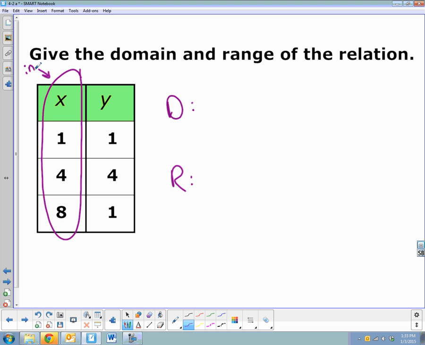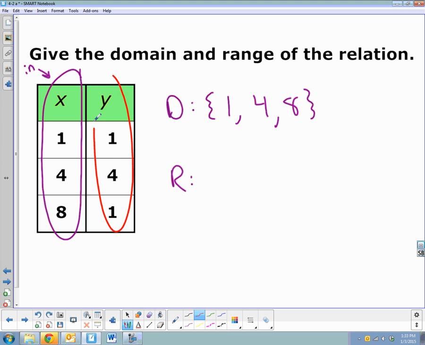So in the domain, I'm going to draw my set. Apologize. 1 can go in, 4 can go in, and 8 can go in. So there's my bracket. So there's my domain. 1, 4, and 8 are all the input values.